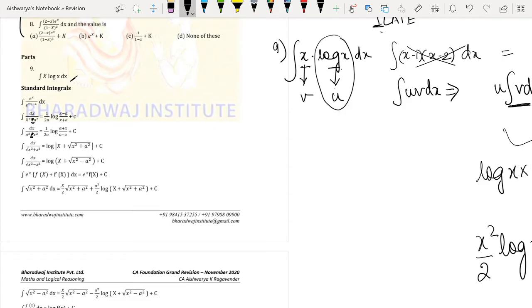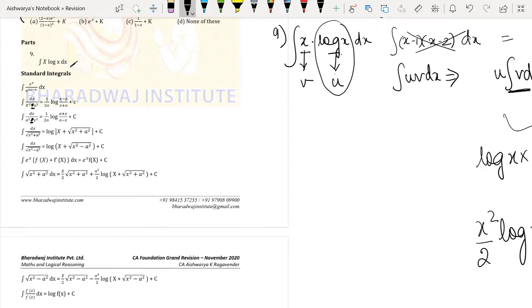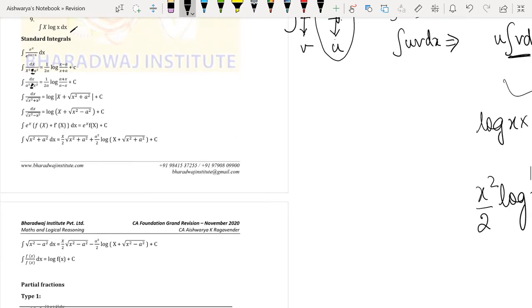Now these are the formulas. There is a typing error, so I have just done the correction. When I send it to you, I will make these corrections and upload it. These are the standard integral formulas, so just go through the formulas quickly.